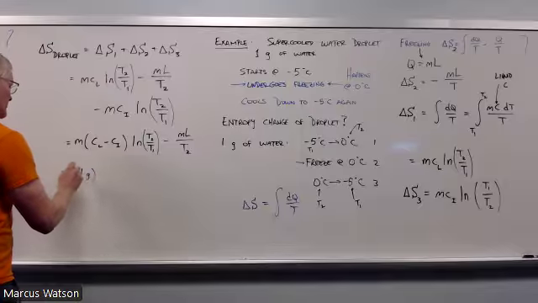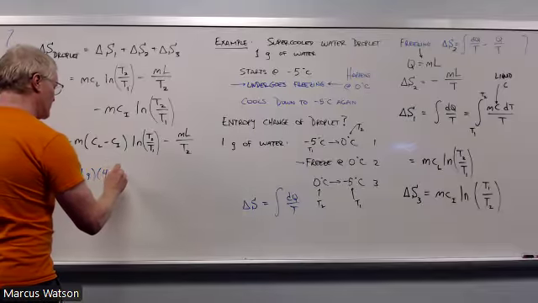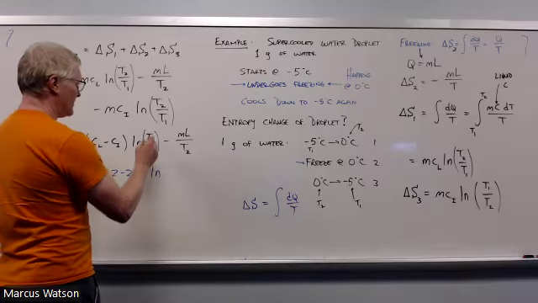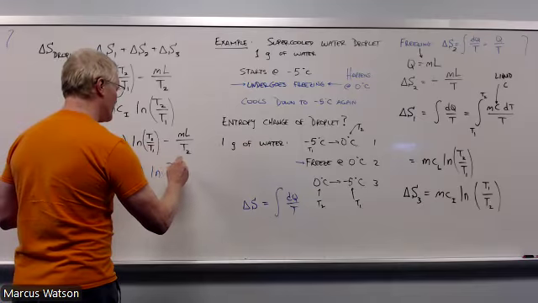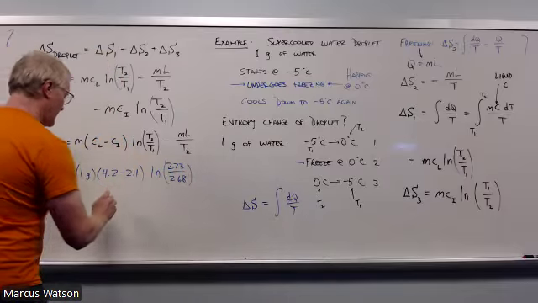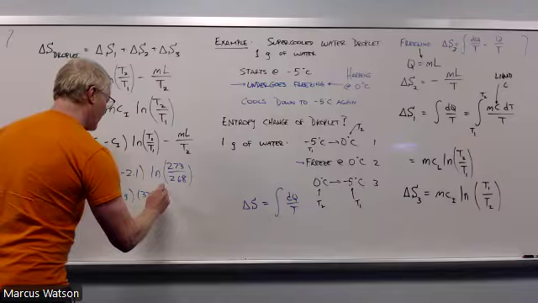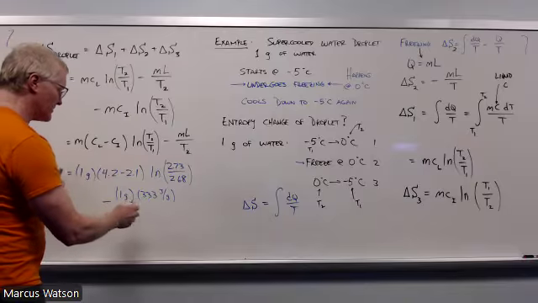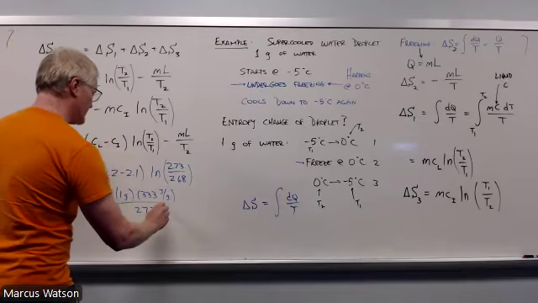This is 1 gram, so I'm going to work in grams. This is about 4.2, and this is about 2.1. The log here goes T2 over T1, which is 273 over 268. And the negative 1 gram. The heat to freeze a gram of water is 333 joules you have to remove. And this is going to be in Kelvin.